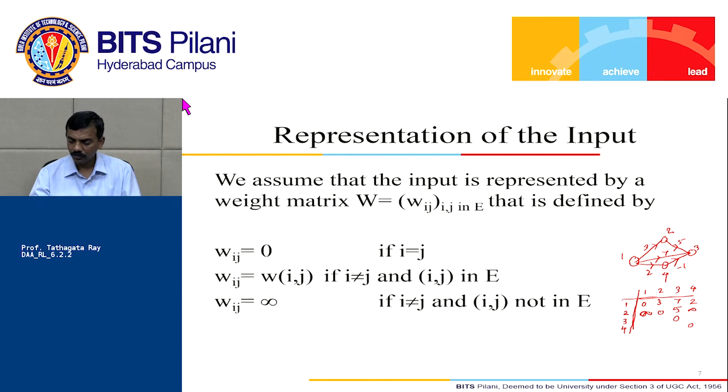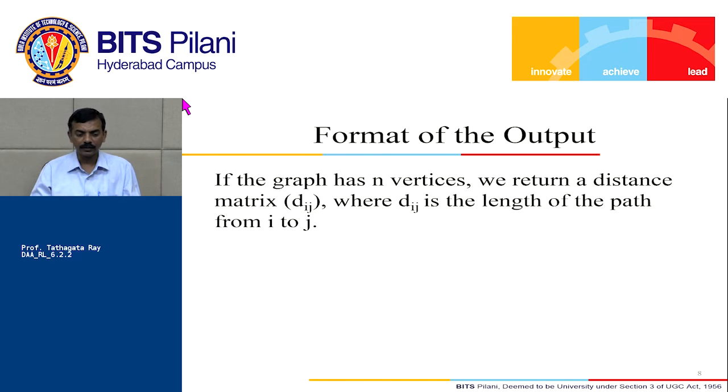From 3 to 1, there are no edges, so that's infinity. From 3 to 2, there are none, so that's also infinity. From 3 to 4 also there is nothing, so infinity. From 4 to 1 there is nothing, so infinity. 4 to 2 there is nothing, so also infinity. But between 4 to 3, there is one edge, that is -1. So this is your weight matrix W. That's how you form your weight matrix.